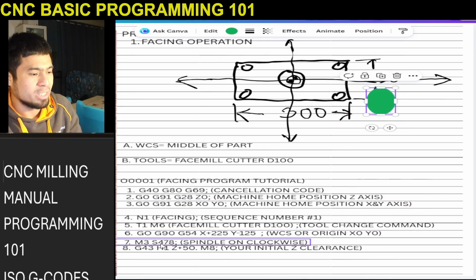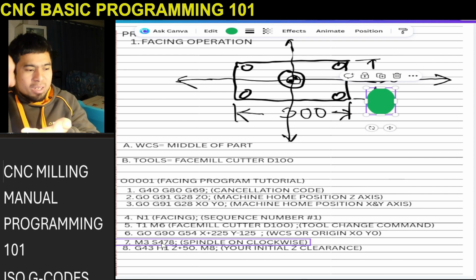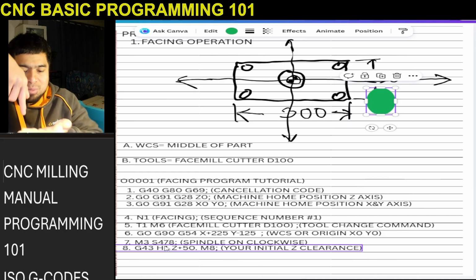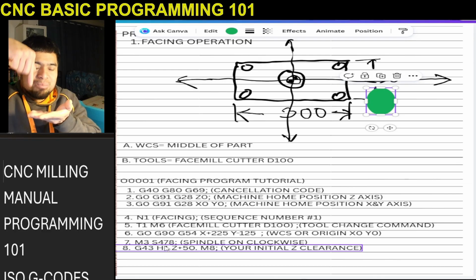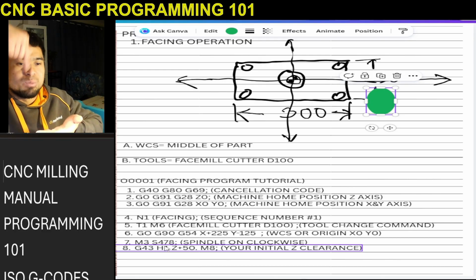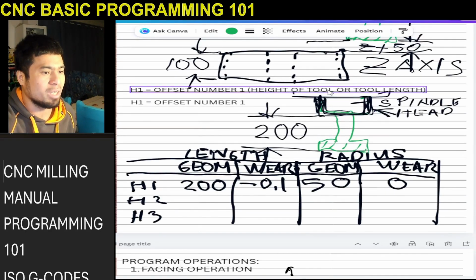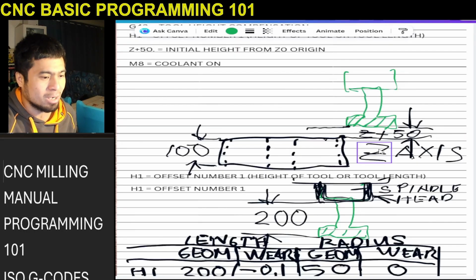And when it reaches M3, S478, the tool is already spinning. So when it reaches G43, H1, Z50, it will go here, Z50 from the Z0 to Z50, positive Z initial. So the tool will move spinning from that distance, your initial Z, which is Z50. That's why in this illustration, Z50 is from the Z0 to the edge of the tip of your cutter.